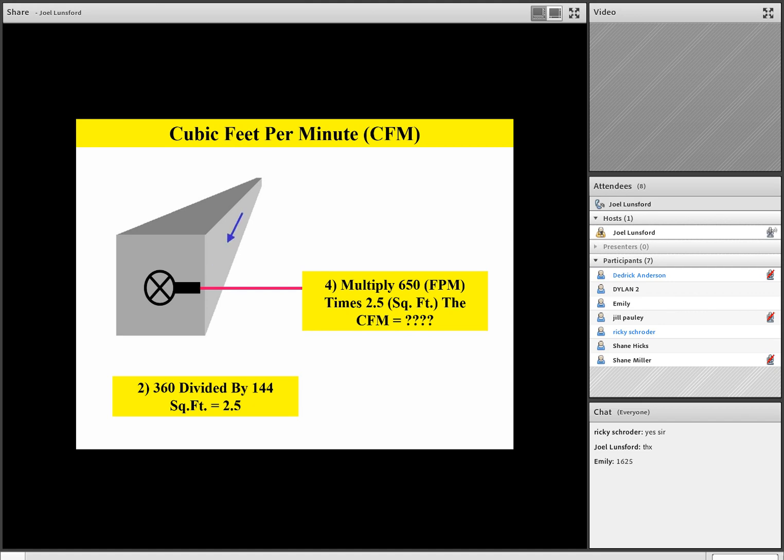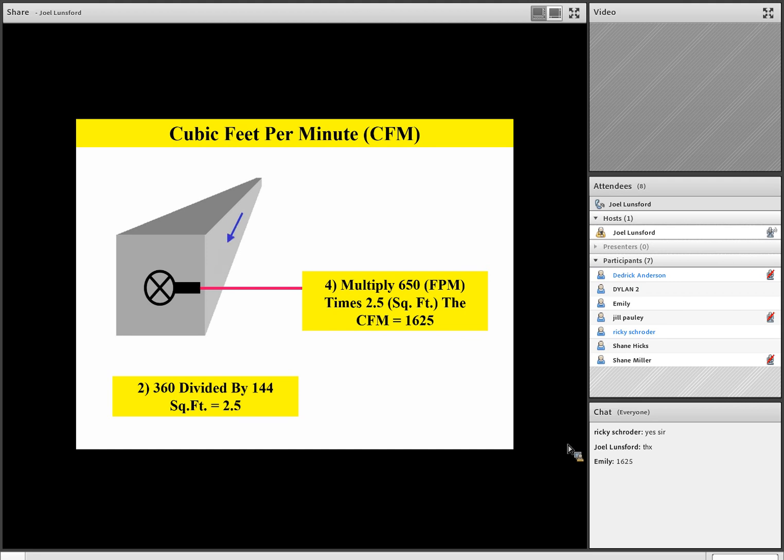Okay, well, I've got 1625 CFM would be the amount of CFM we're moving through that duct opening over that size duct. So 2.5 square feet is the size of the duct opening, and the velocity of the airstream is 650 feet per minute. And so in our example, 1625 would be the CFM we're moving through that duct in this example.